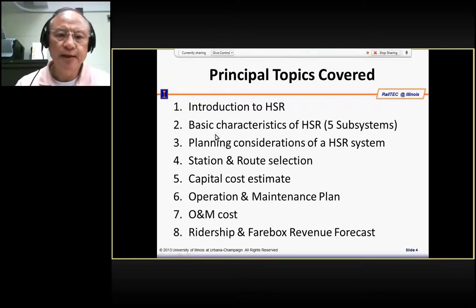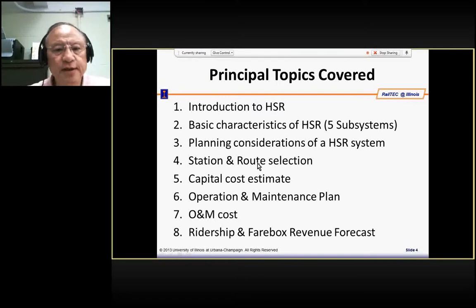From the beginning, an introduction of the high-speed rail system and its characteristics. These are basically a review of our other class. And then we start going to planning consideration of a high-speed rail system, and that is the subject we want to talk about today. We also have detailed discussion on how to do the staging, route selection, cost estimate, and so forth. In today's class, we will not have a chance to go over it. So let's start with this subject.